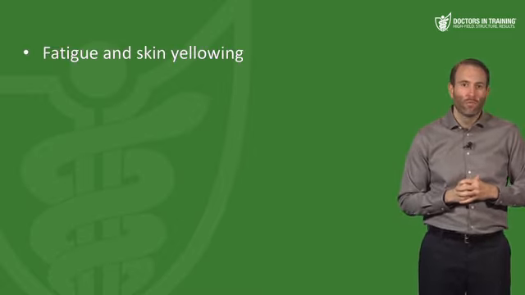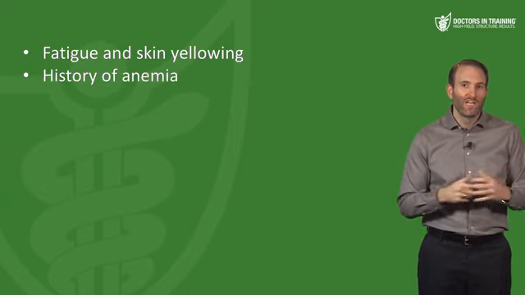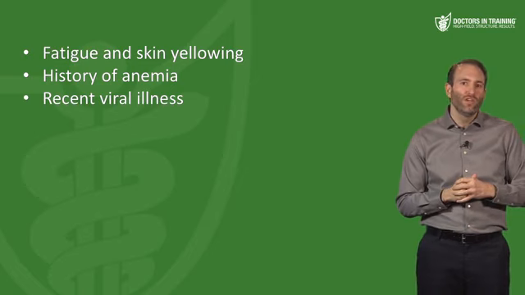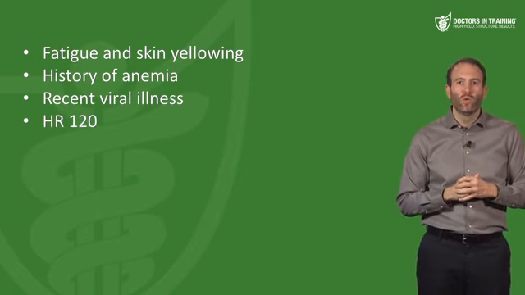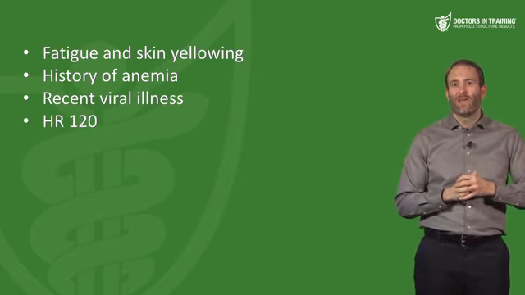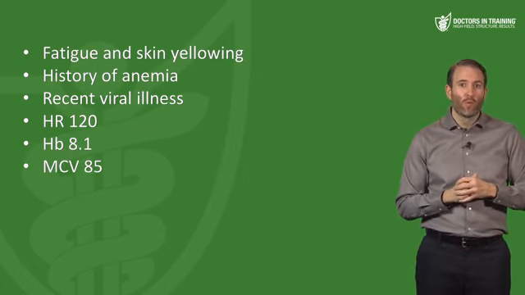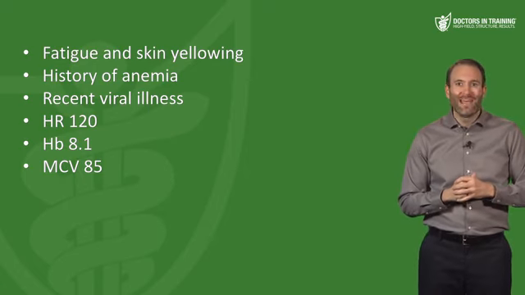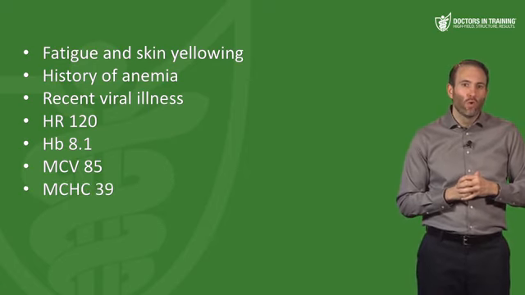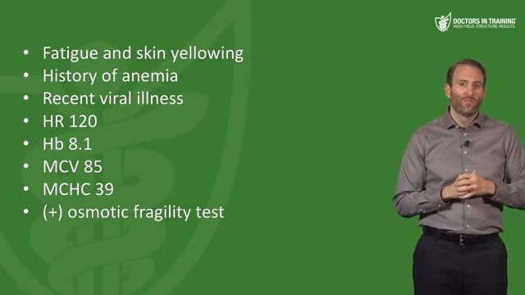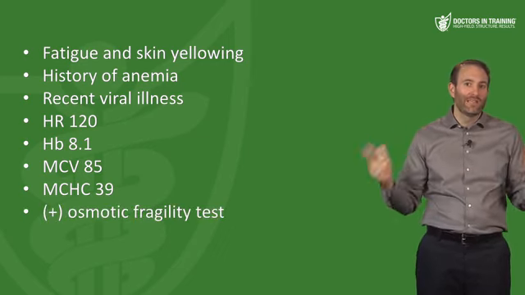All right, another scenario. A 25-year-old woman comes to the physician for fatigue and skin yellowing. She reports that she's been anemic in the past, but she's never felt this poorly before. She had a viral illness 1 to 2 weeks ago. On exam, her heart rate is 120, her skin is jaundiced, serum analysis shows hemoglobin of 8.1, a mean corpuscular volume of 85, and a mean corpuscular hemoglobin concentration of 39. And now an osmotic fragility test shows increased cell hemolysis.